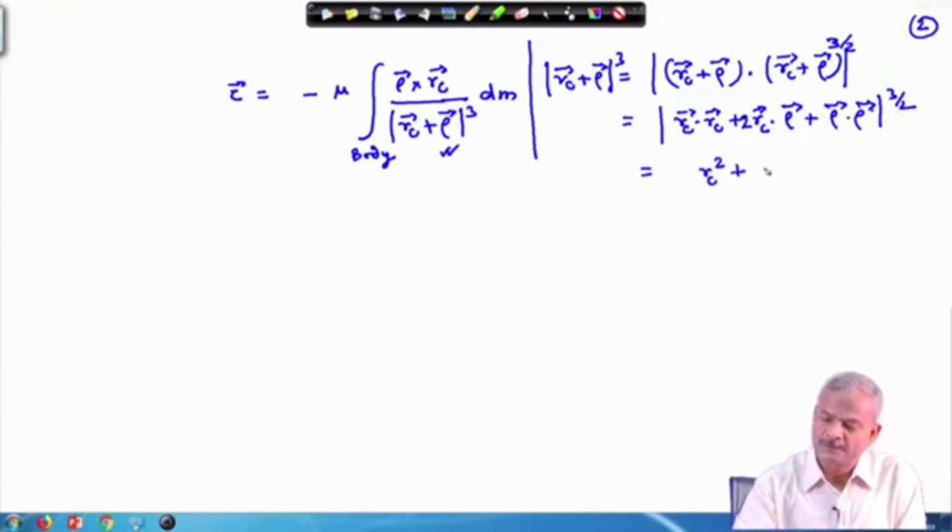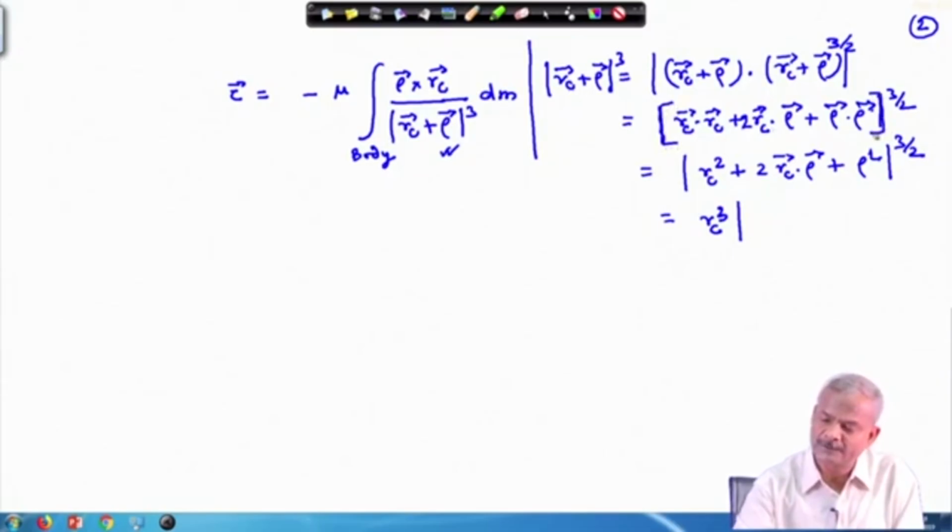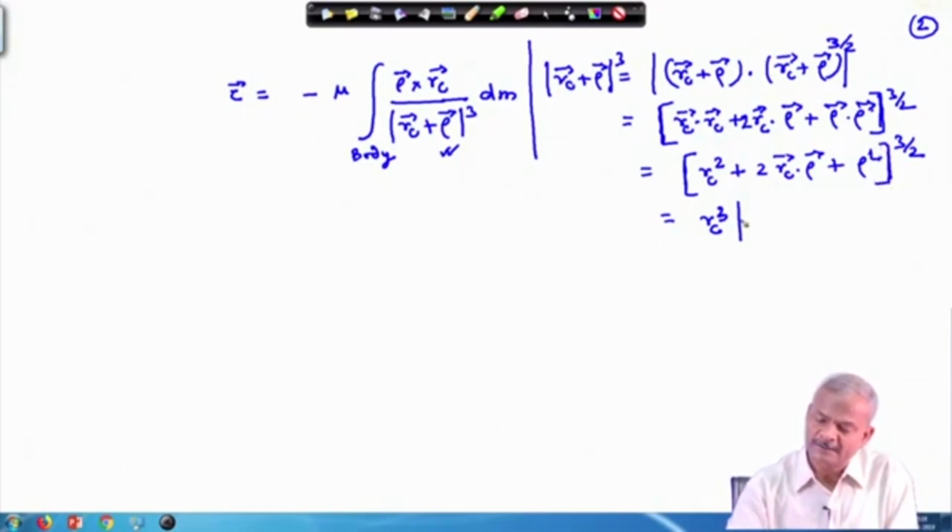This is R c square plus 2 R c dot rho plus rho square, and if we take R c outside, this becomes R c cube. Once we have taken this dot product and written it in this way, we can remove this magnitude sign and put a bracket here. So, R c cube times 1 plus 2 R c dot rho divided by R c square plus rho square over R c square.